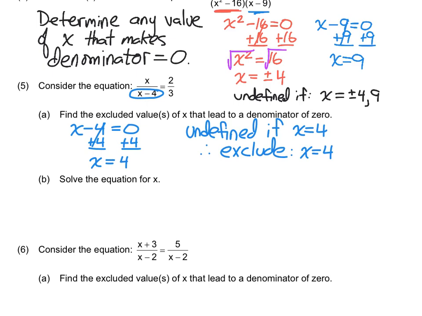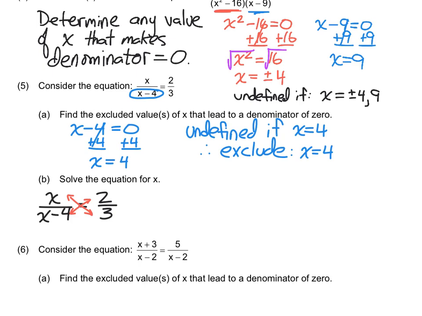When you get to part B, where it says solve the equation for x, that's a little bit of a different story, because we're dealing with a proportion. A fraction equal to a fraction. When you have a proportion, the best technique for solving the proportion is to cross multiply. There's other ways to do it. There's always other ways to do it. But this is the best way to do it.